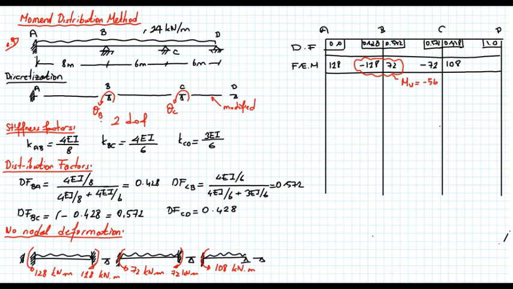Now I'm still clamping C. C is not rotating. I'm only allowing the rotation at B, and this rotation is caused by this unbalanced moment of 56 kilonewton meters.